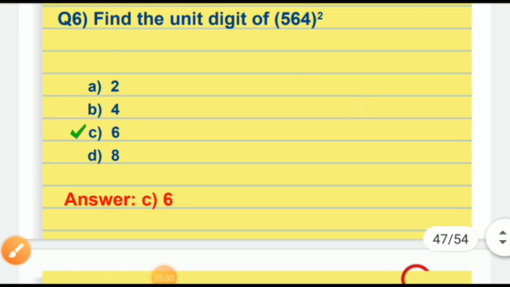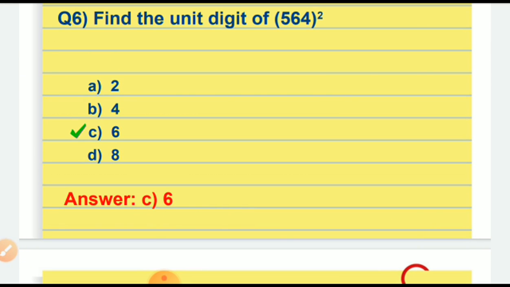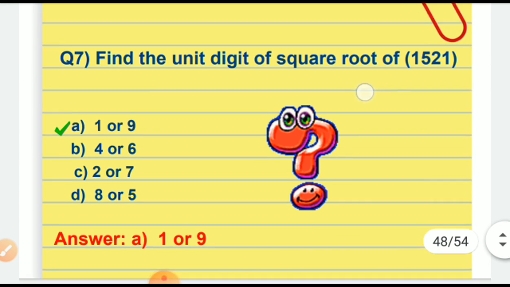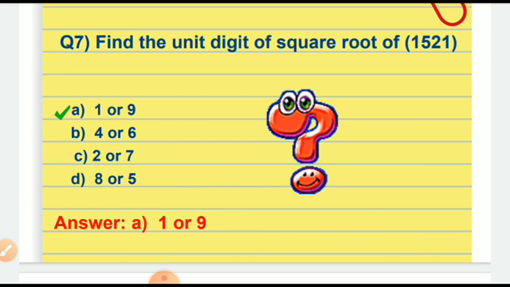Look at here. Find the unit digit of 564. क्या रहेगा इसका यूनिट डिजिट बेटा? 4 है, तो क्या आंसर रहेगा? 4 का 6 स्क्वायर रूट आएगा. 6 6 जा 36. May be 6 आएगा, 2 नहीं आएगा, 4 नहीं आएगा, 2 2 जा 4, 4 4 जा 8. Yes, correct. Find the unit digits of square root of 1521. Either 1 or 9. Remember this one.